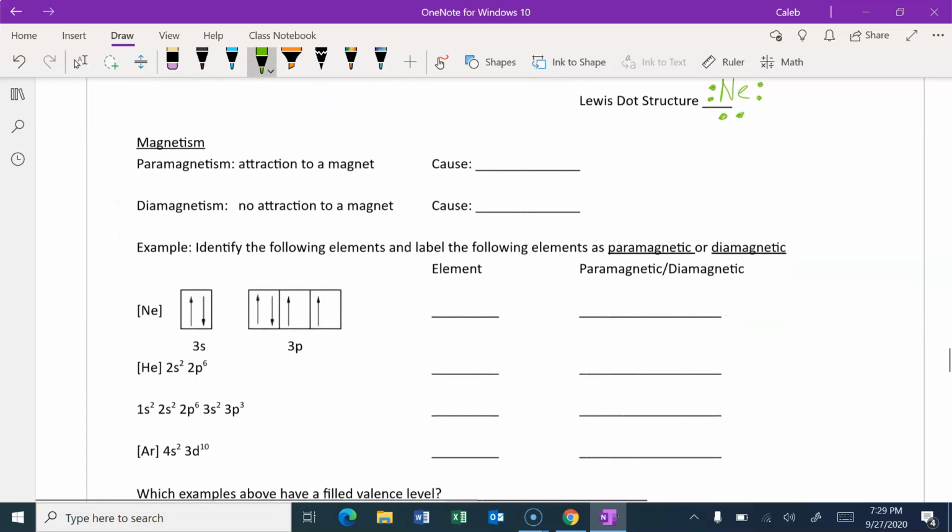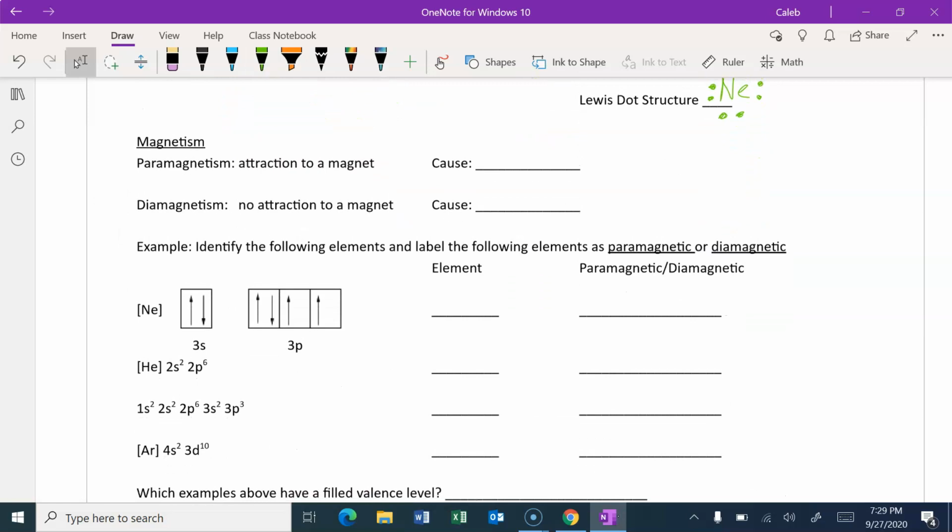All right, magnetism. Paramagnetism is attraction to a magnet. This is caused by unpaired electrons. Diamagnetism, the lack of attraction to a magnet, is caused by having no unpaired electrons.